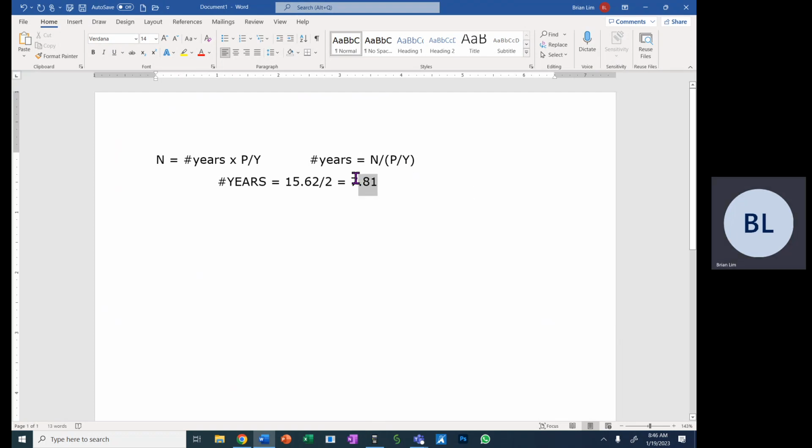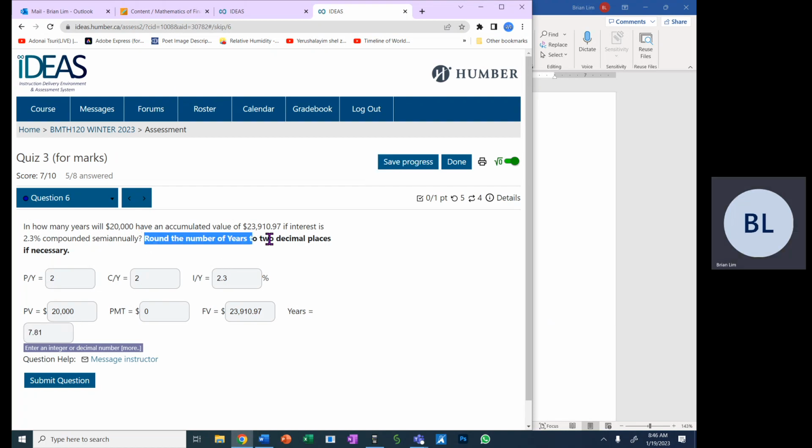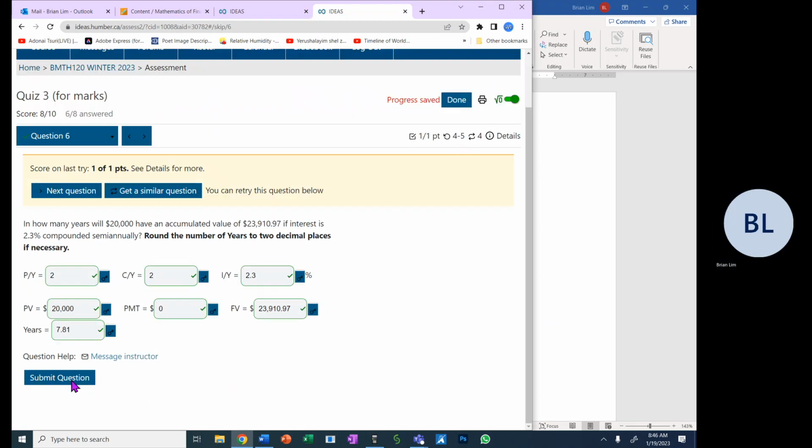Now we can save ourselves some work and just copy it here and then go back into here and paste it here. Now we know 2 decimal places, so we are all right. That should be correct. And we submit and it is correct.